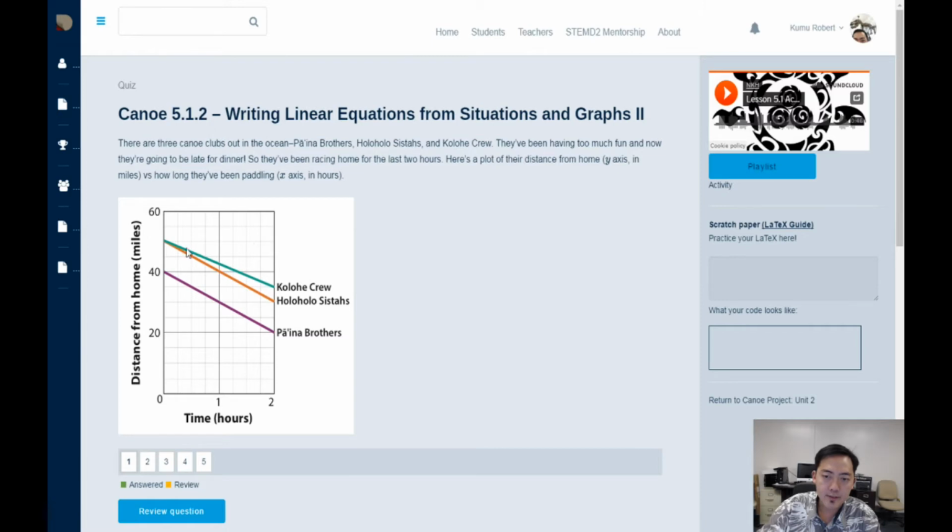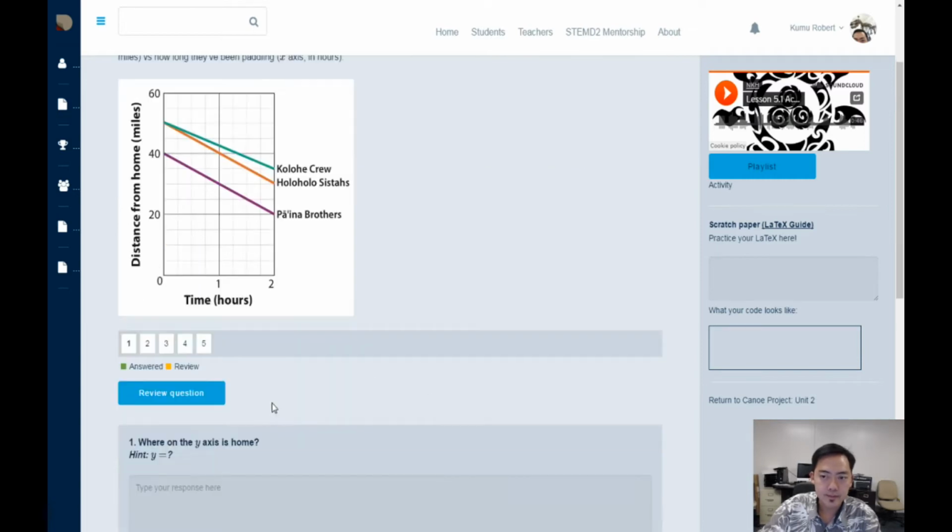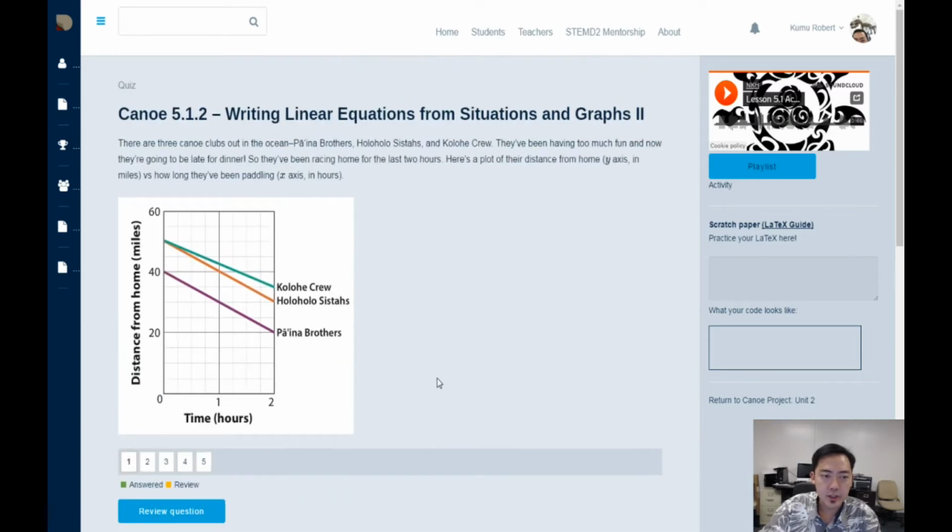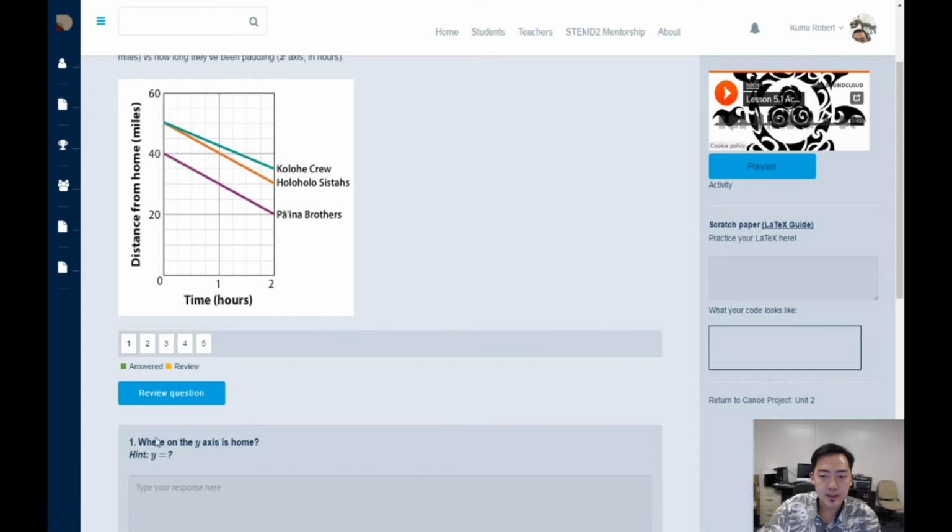Over here is a graph that shows the distance from home over time. So for example, the Pa'ina brothers are 40 miles away from home when they start paddling. And as they've been paddling for the last 2 hours, their distance from home decreases. In this activity, the students are asked to interpret the graph. So first they gotta find out where on the y-axis is home.